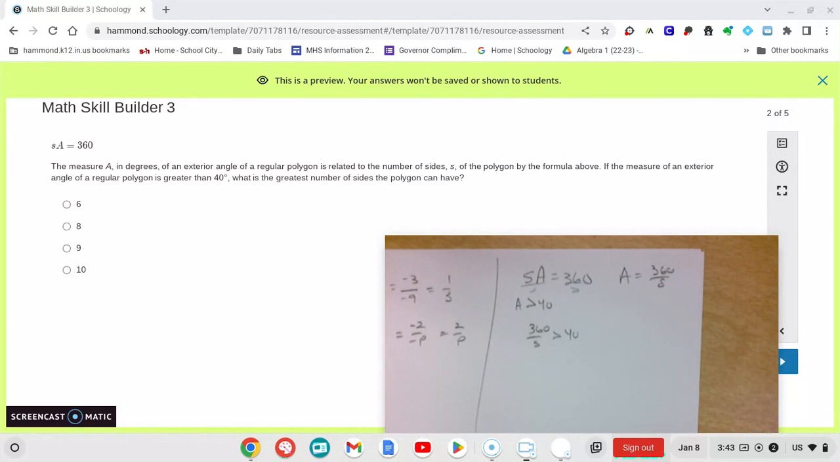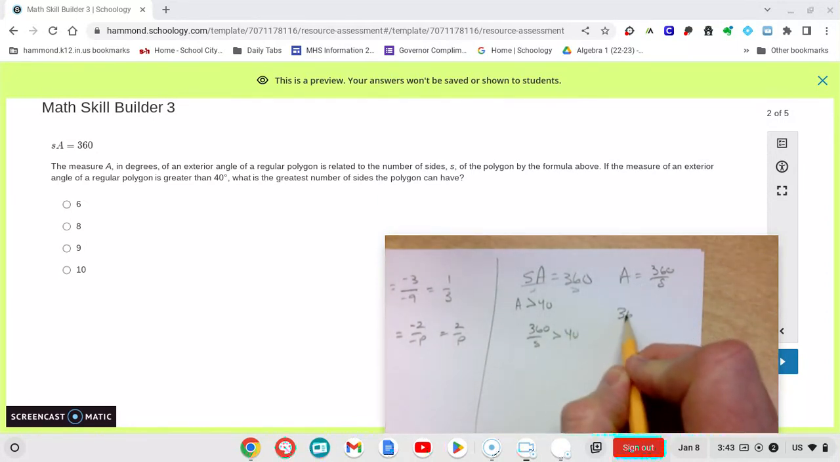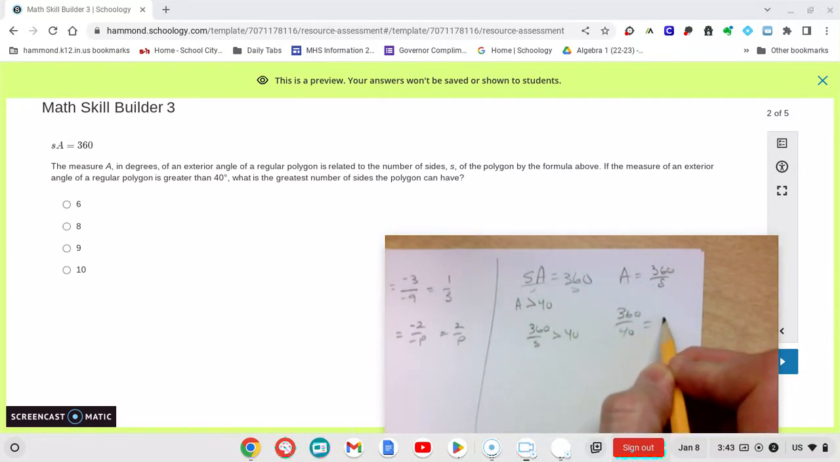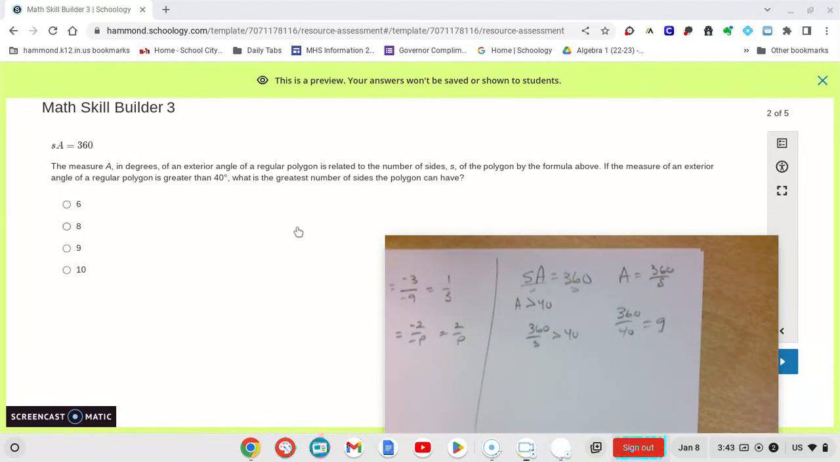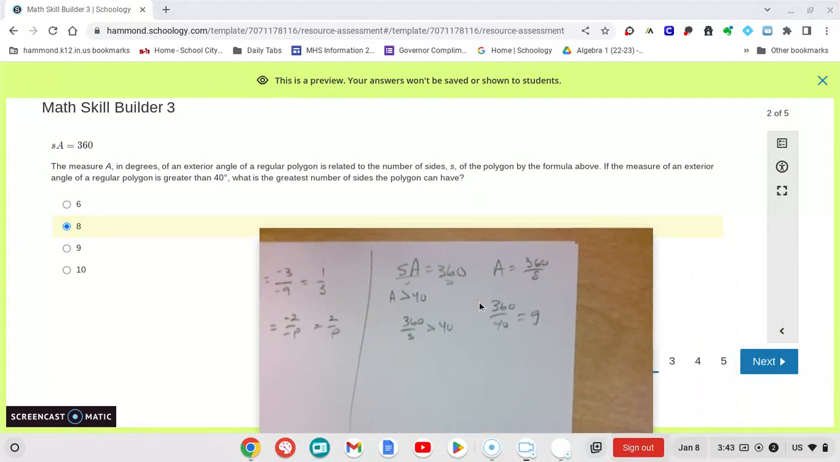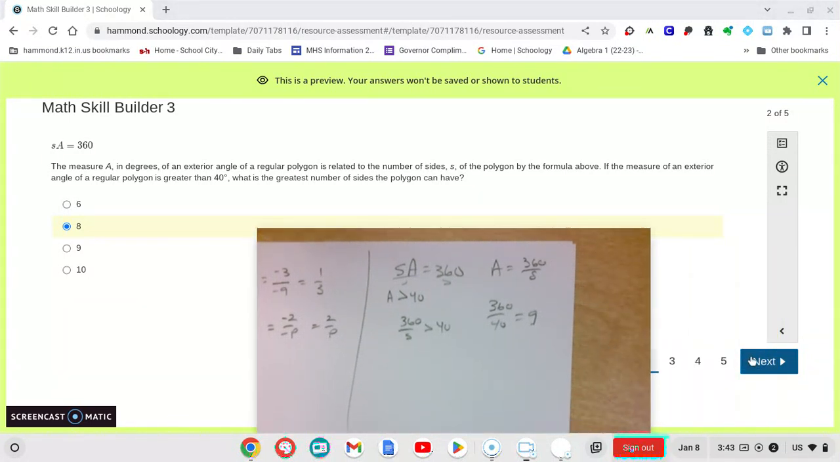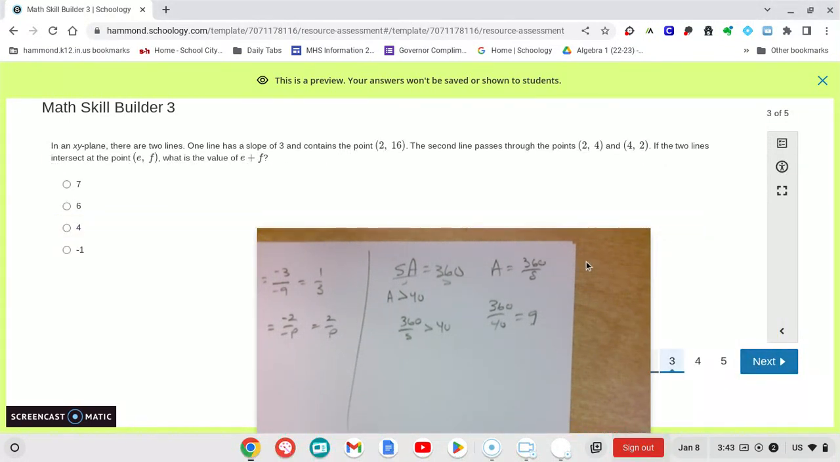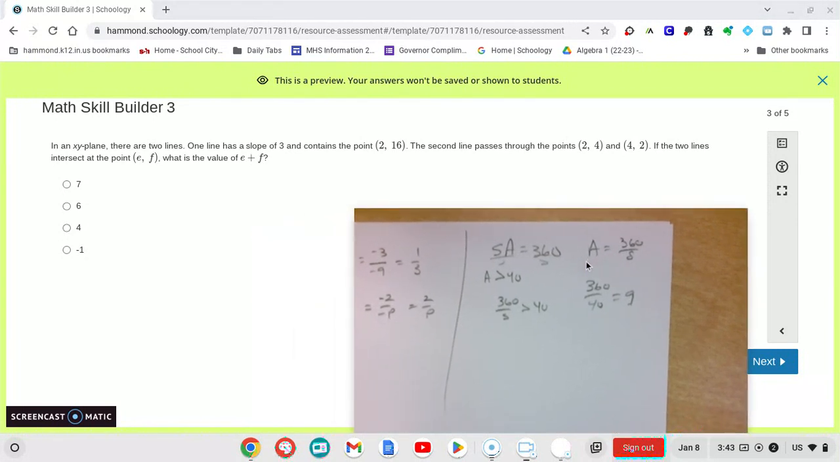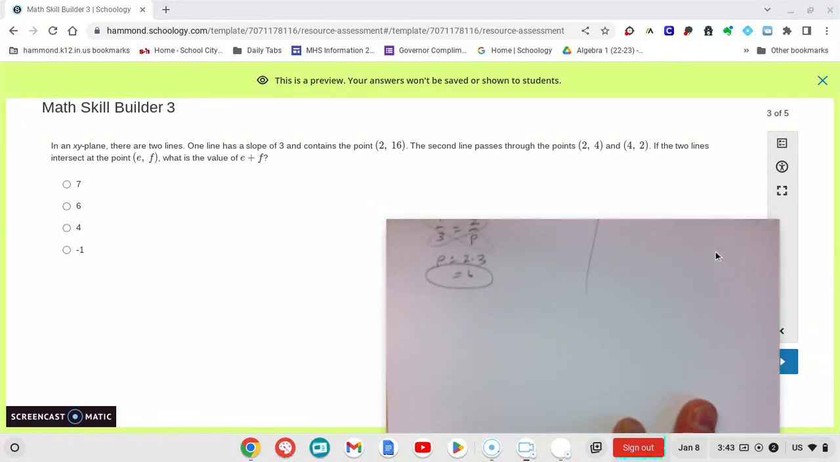and I could solve that. Another way to think about this is, look, if I take 360 over 40, that equals 9. If this measure is greater than 40, this number cannot be 9. It has to be less than 9. So what is the greatest value that we have here that's less than 9? Well, that's 8. So we're going to say that 8 is the greatest number of sides that polygon can have.